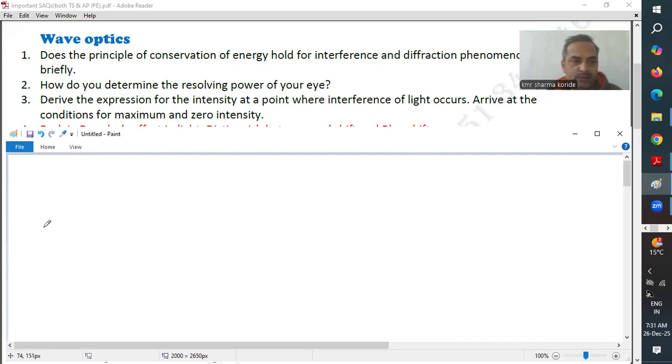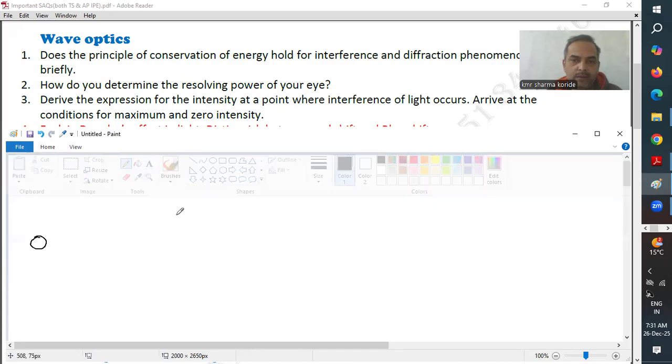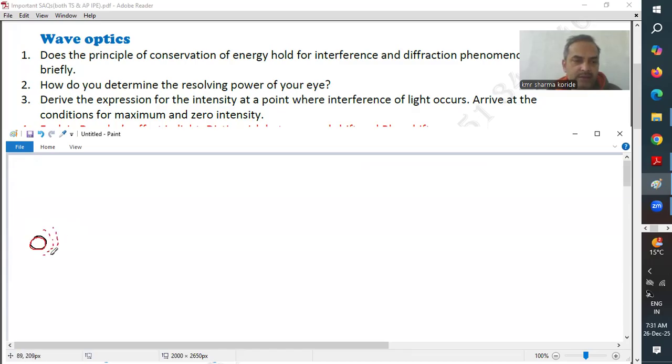So take here is the source. And it is sending waves in all directions. So take a screen here. You give two slits which are at equal distance from the source. Let us say slits. This is first slit. This is second slit. And so these two slits are at equal distances from the source.